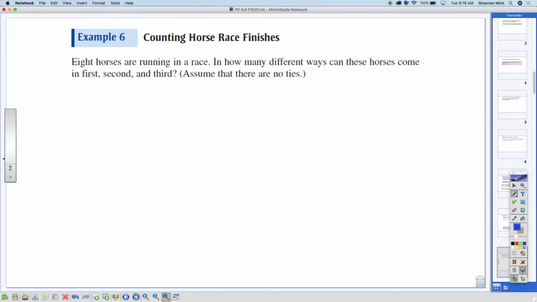This formula is kind of just intuitive because you only have so many, right? Okay, so I want first, second, third, yes? How many horses can win first? All of them. 8. After one's won first, 7, then 6. And I'm done. I stop.